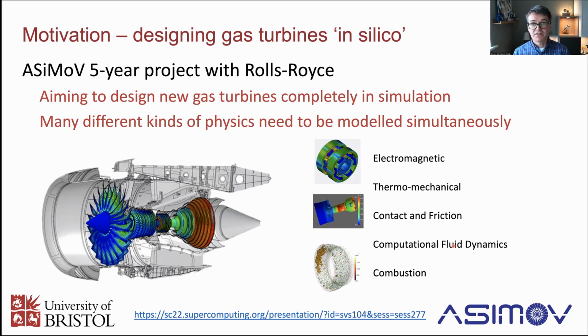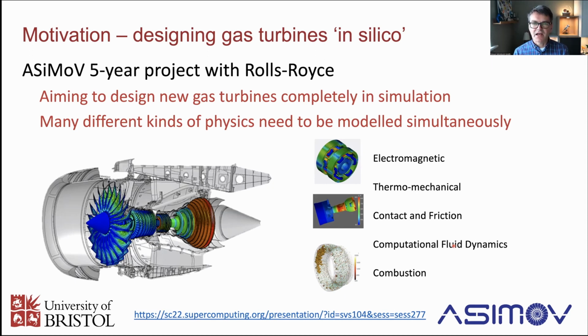There are lots of different kinds of physics that we need to model, not just the obvious ones of computational fluid dynamics and combustion, but lots of less obvious ones. Electromagnetics: when these jet engines are spinning so fast, they actually become gigantic turbines, electricity generators, and the electromagnetic fields affect the way the engine itself works. So you have to be able to model the electromagnetic effects being generated by the engine.